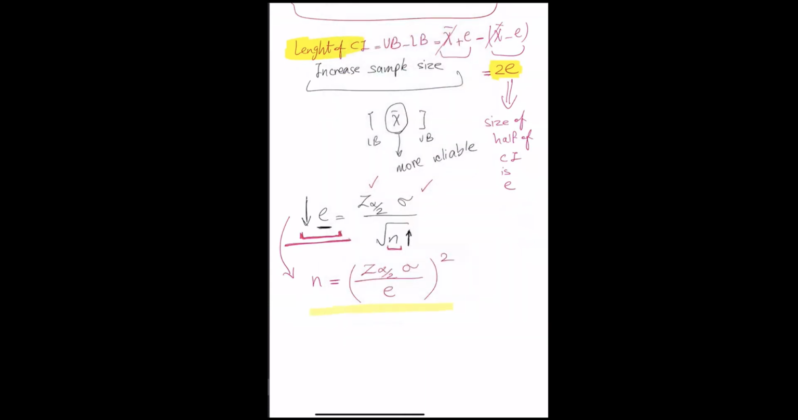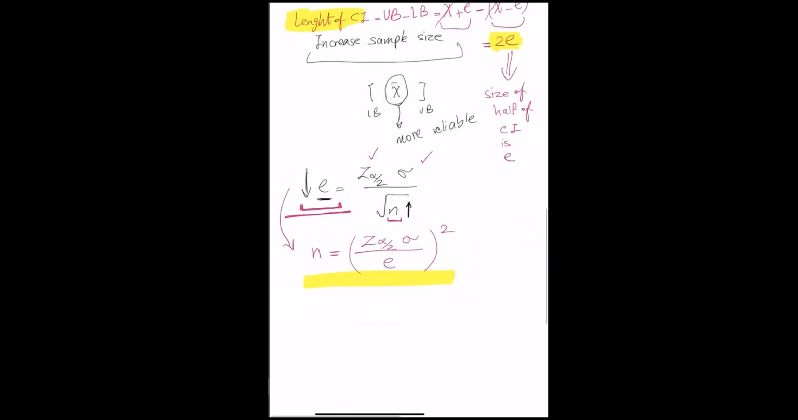Keep that important formulation. That's the formulation that can tell you what should be your sample size if you want the half of the size of the confidence interval to be E, which means you already know what you want to be the size of your confidence interval. So you know the half of the confidence interval, then you want to know what should be N that can give you that size of the confidence interval.